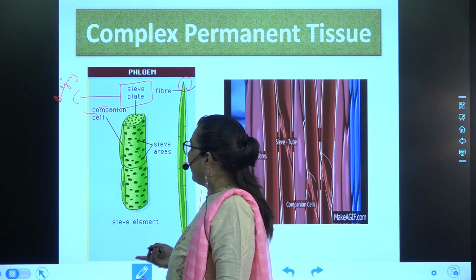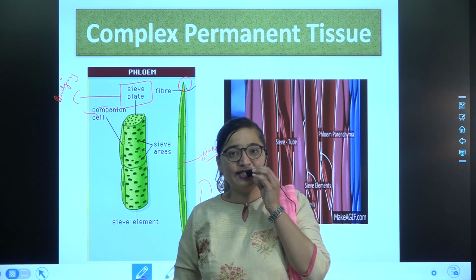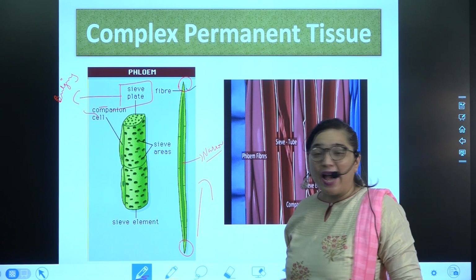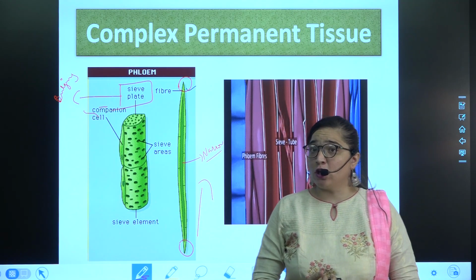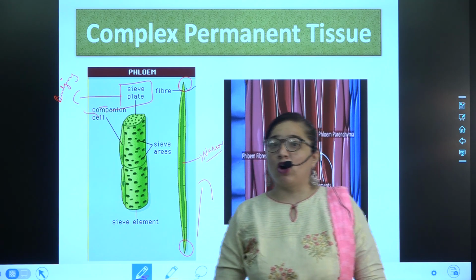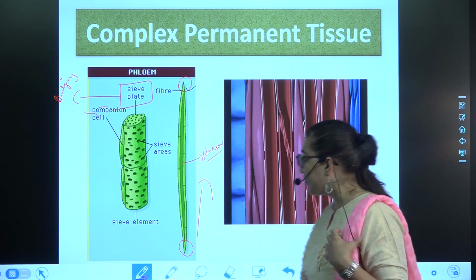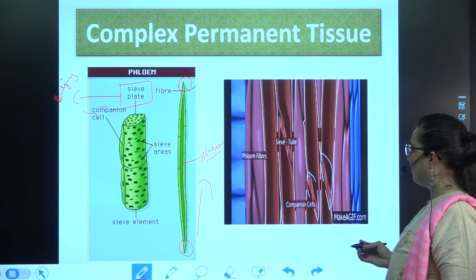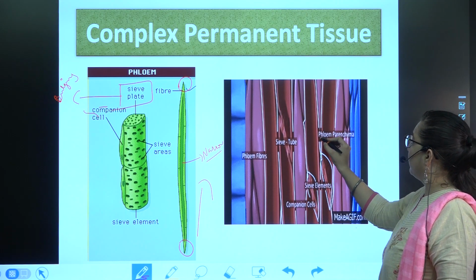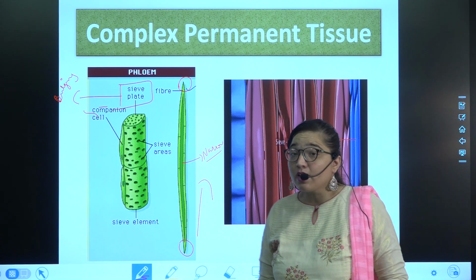Like sieve tubes only, exactly like sieve tubes, there are other cells which are called companion cells. So sieve tubes and companion cells are also called sisters, because in origin as well as function, it's almost the same. Then the last part, that is phloem parenchyma, which is visible over here.